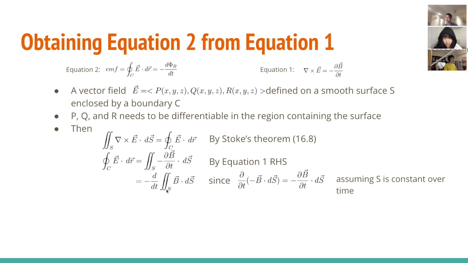So by equating the left-hand side and the right-hand side, and also recalling how we define magnetic flux, we know that the left-hand side is actually equal to the negative of the derivative of the magnetic flux. And this one is actually the definition of electromotive force, which is essentially the voltage.